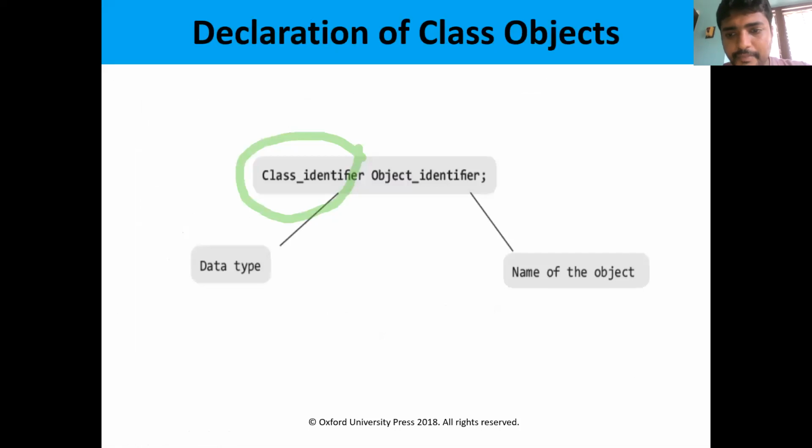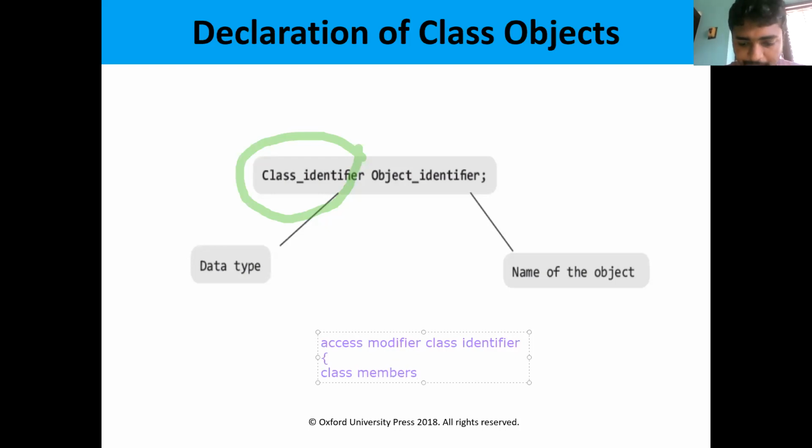So here some declaration of class is missed. I can write the syntax here. Declaration of class: how can you declare a class? Access modifier space class space identifier, within the braces class members. So this is the syntax for declaration of the class.